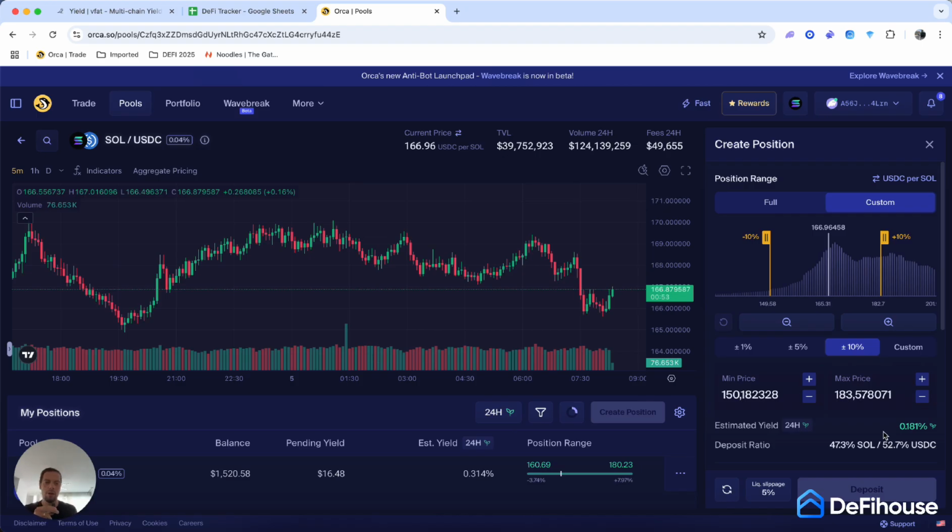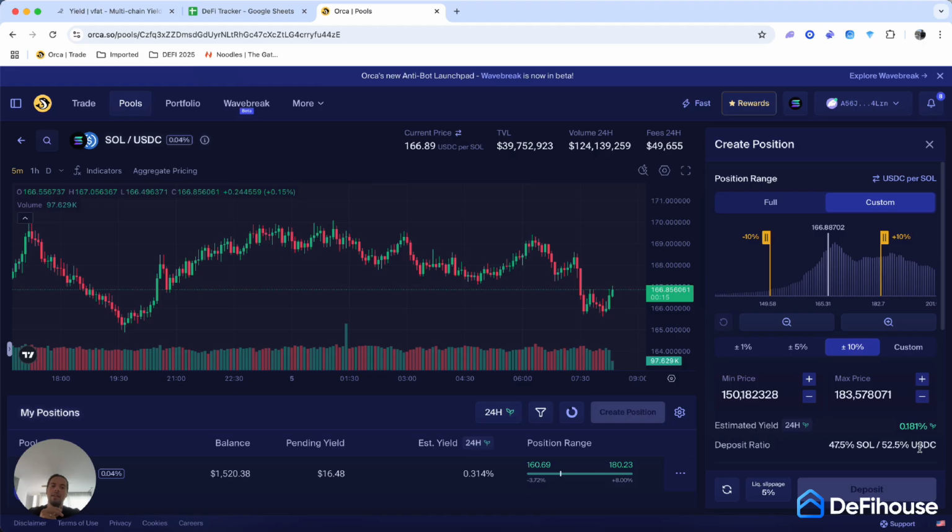Solana USDC pool, 10% range in both ways is pretty low risk. It's pretty low risk because 10% for Solana is quite something. It's not on a daily basis you're going to see Solana moving 10%. So it's pretty good, right? In terms of risk approach. And because it's 10-10, in both ways you have the same percentage, the deposit ratio in this case is very close to 50-50, as you can see. 47.5% in Solana and 52.5% in USDC.